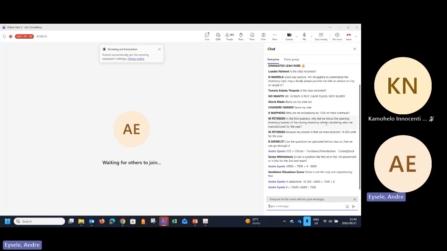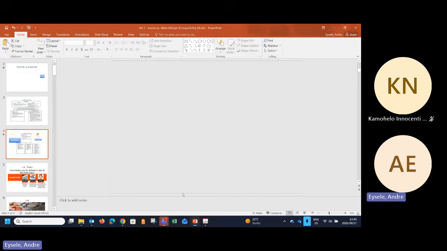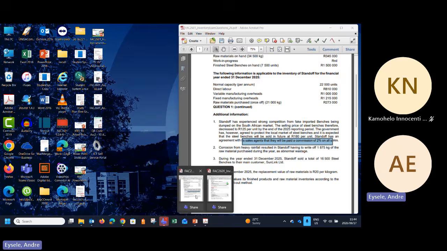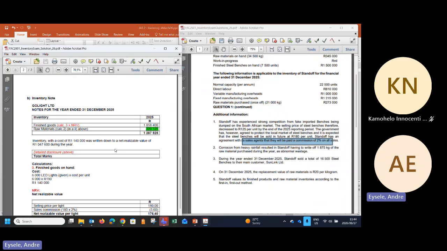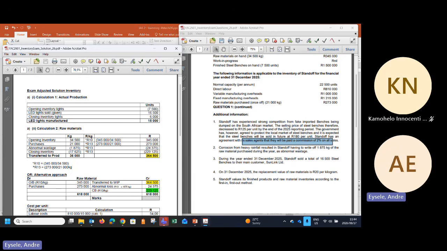In the first question, why did we minus the opening inventory? Exactly as I explained here. And why are we multiplying by 1,500 on fixed overheads? I don't know where you get that. We don't multiply by 1,500. You divide it by 15,000 units. Remember, it's always based on normal capacity.